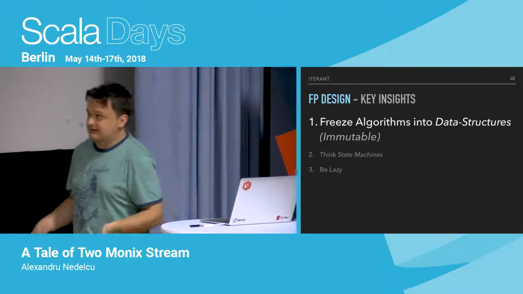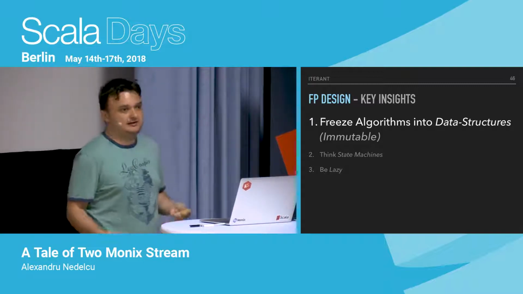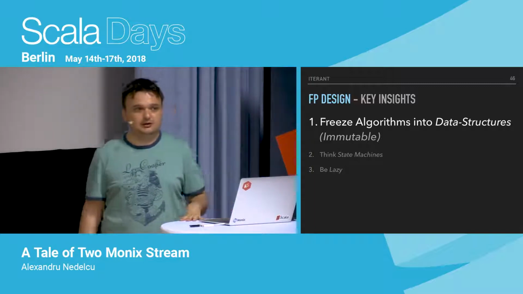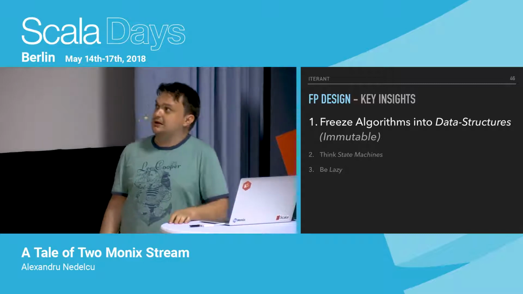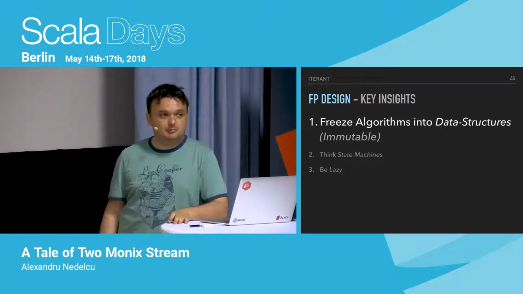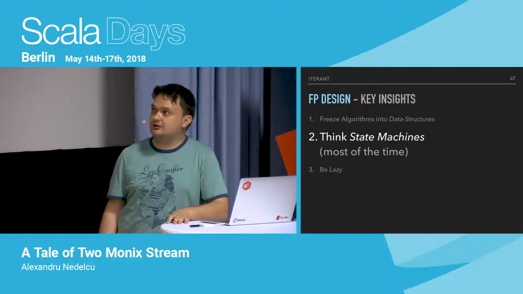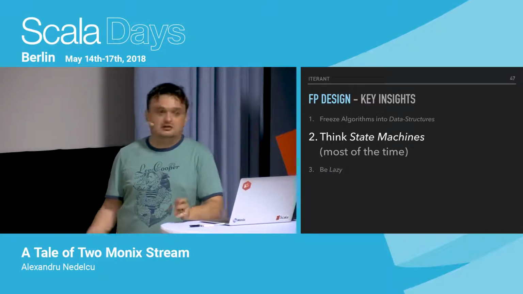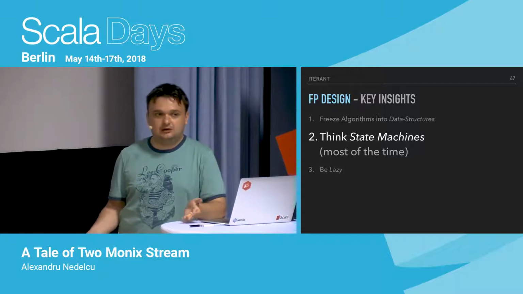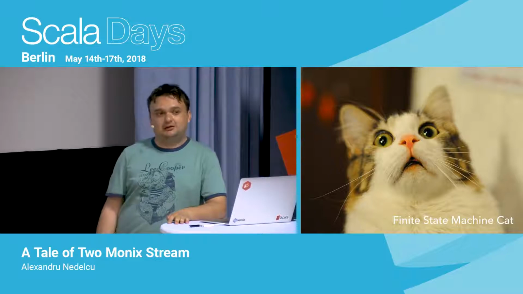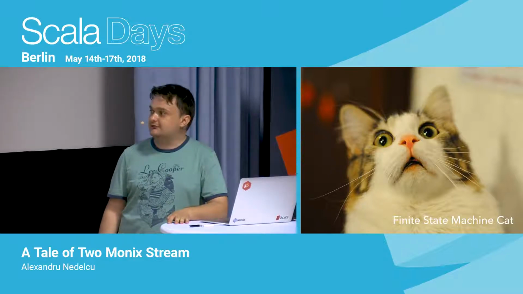And the key insights in designing FP programs that I learned the hard way, because it's one of those things where you have to learn by stealing the trade from others, is that when designing an FP program, you have to think about freezing algorithms into immutable data structures. You have to think about state machines most of the time, and you have to be lazy. And how can you be lazy in a strict language like Scala? Well, you turn simple values into functions, and you suspend side effects in IO or Task or whatever. So this is the part where I start talking about state machines, because I have a real fetish for it.